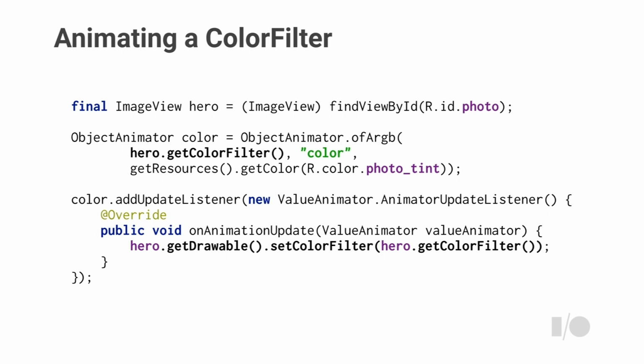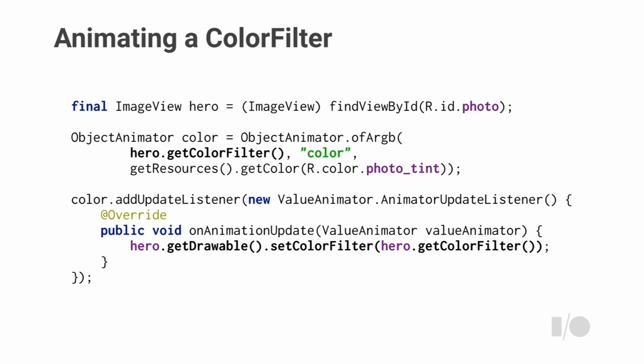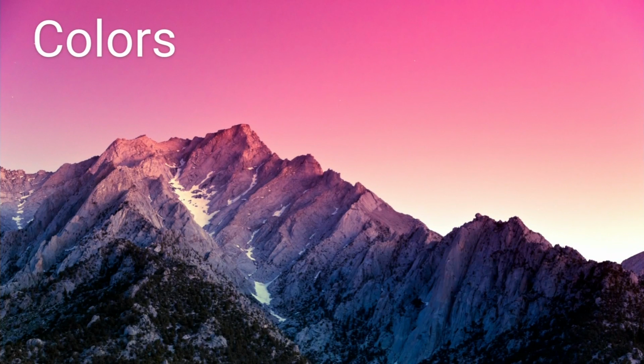As of the L preview, you can animate color filters without recreating them on every frame. There's a new setColor method. So here we use an object animator, and we animate the color property of the filter directly. The only trick here is that a color filter knows nothing about the view it's associated with. So just changing the properties of the color filter will not change what's drawn on screen. You need to trigger a redraw of the view that uses the color filter. An easy way to do that, you can see here, is to add an update listener. And on every frame, you set the color filter again on the drawable of the view that you want to animate. And then everything will redraw properly.